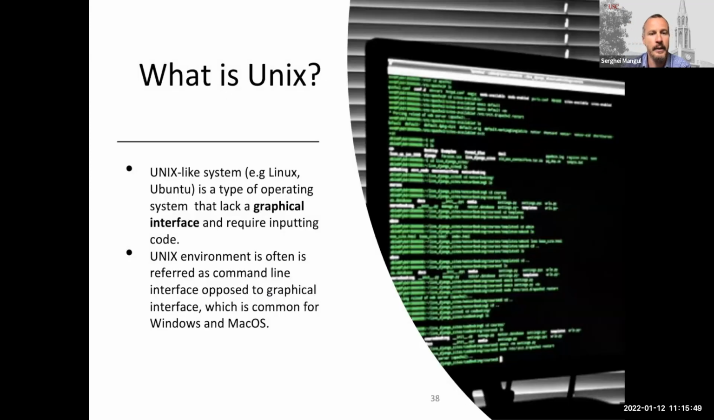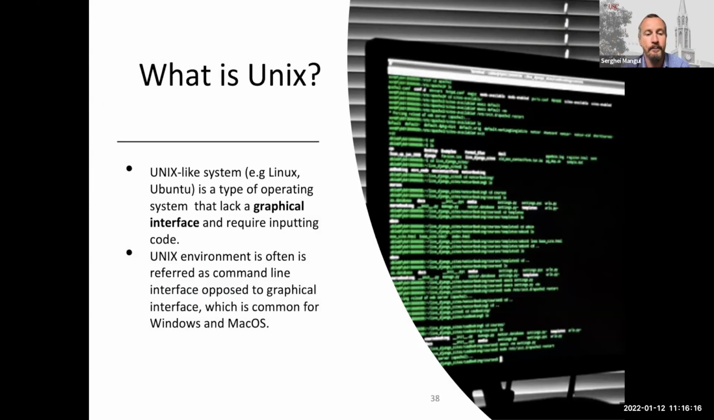Okay. So what is Unix? We call this Unix-like because Unix is an umbrella term for Linux, Ubuntu, and other types. I just prefer to call it Unix, not to differentiate between them. These are command line systems which lack the graphical interface and require inputting code. This is all you need to know about Unix, kind of.